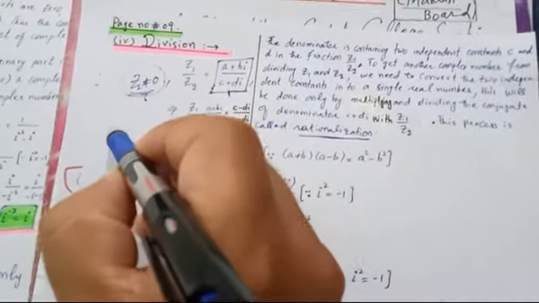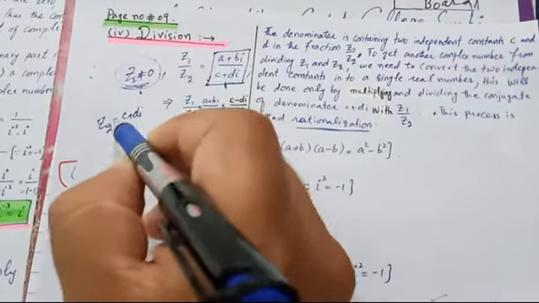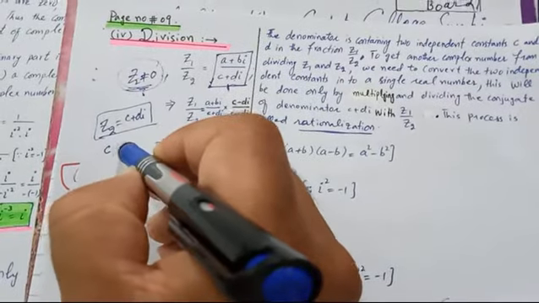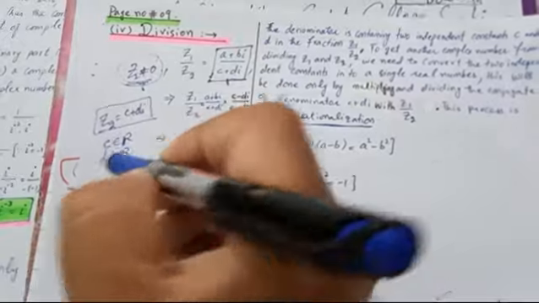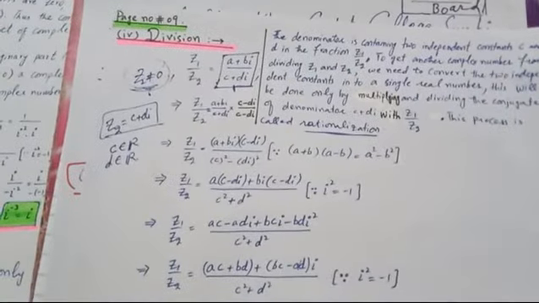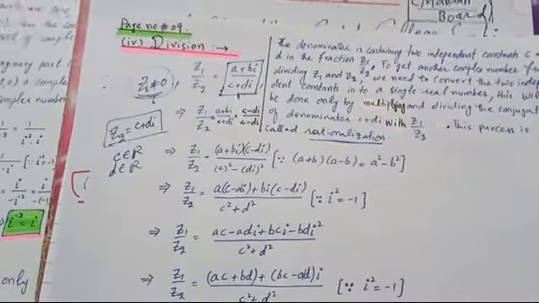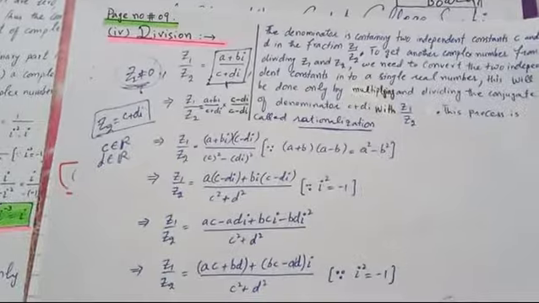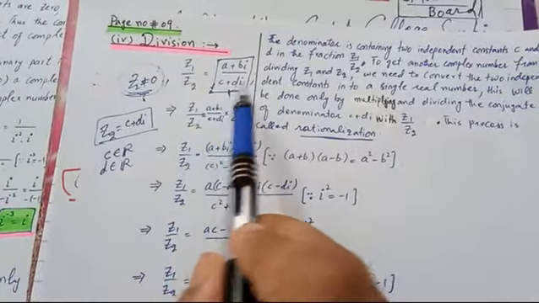You know that in this case Z2 is equal to C plus D iota. So this is a complex number. You know that in a complex number this C belongs to the set of real numbers, this D belongs to the set of real numbers. So these two are constants from the set of real numbers. Now these two constants depend on nothing. So these two constants are independent constants. So in the denominator you see that there are two independent constants.